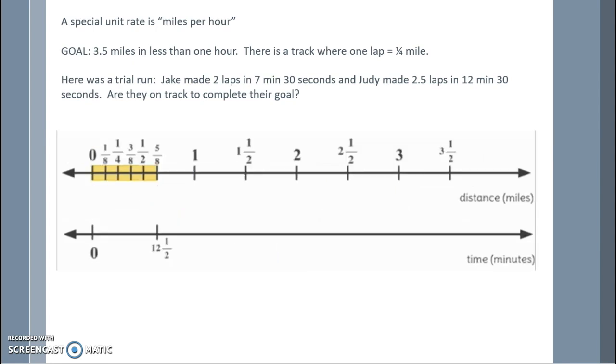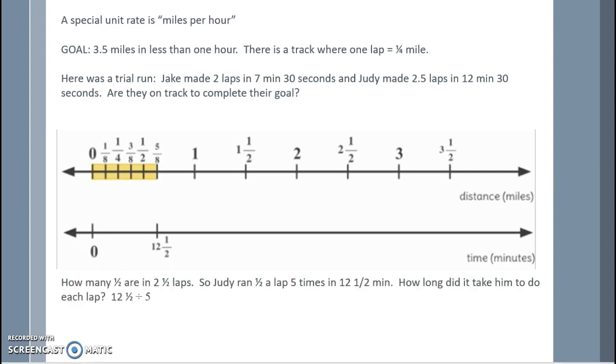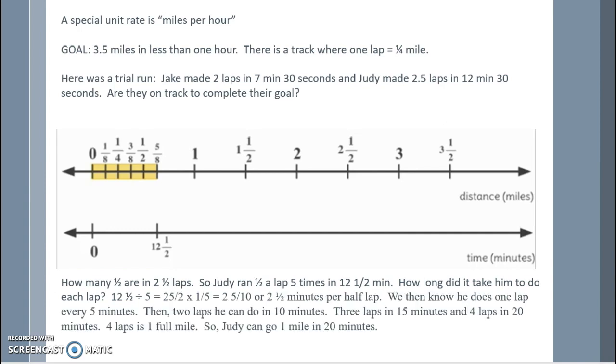So Judy made 2.5 laps in 12 minutes and 30 seconds. So if 1/4 of a mile is 1 lap, we ask ourselves how many halves are in 2.5 laps. So Judy ran 1/2 a lap 5 times in 12.5 minutes. How long did it take her to do each lap? Well, 12.5 minutes divided by 5 is equal to 25 halves times 1/5, which is 2 5/10, or 2.5 minutes per half lap.